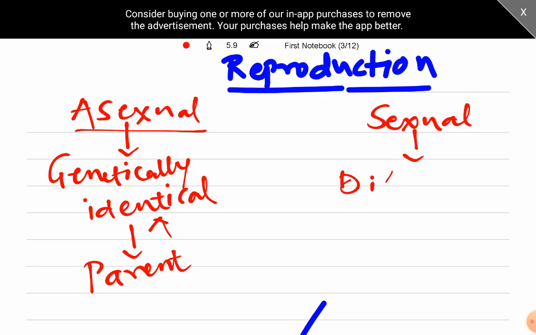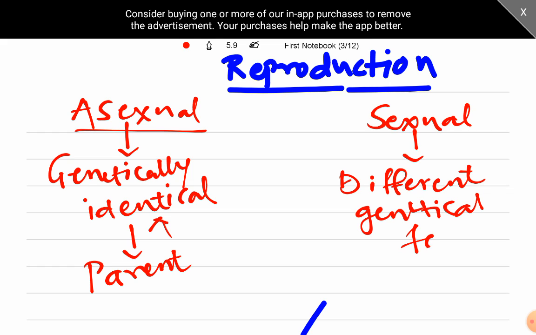different genetic forms are present from the parents. Organisms different from the parents are formed in sexual reproduction.